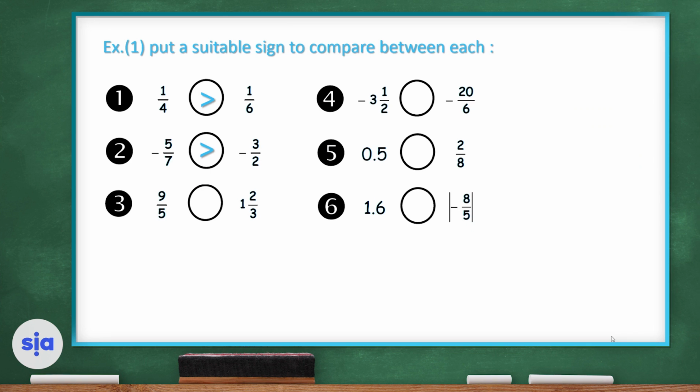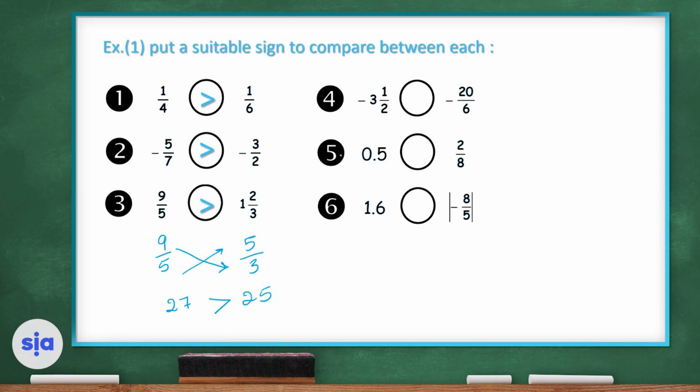9 over 5 and 1 and 2/3. So in this one, we can leave it as 9 over 5. And here, if you change this mixed number into a fraction, it will be 5 over 3. If you multiply the diagonals, 9 times 3, this is 27. And 5 times 5, this is 25. So the 27 is more than the 25. So this fraction is more than the other fraction.